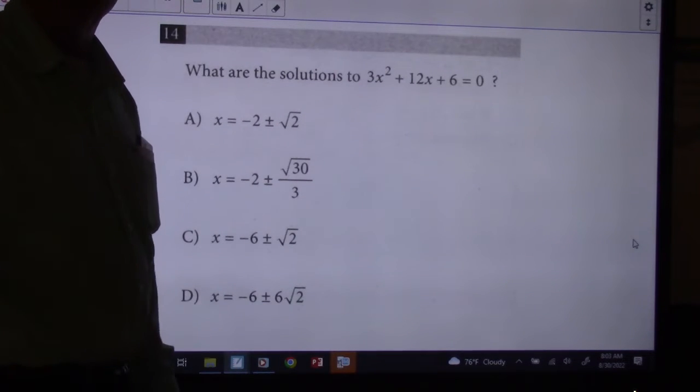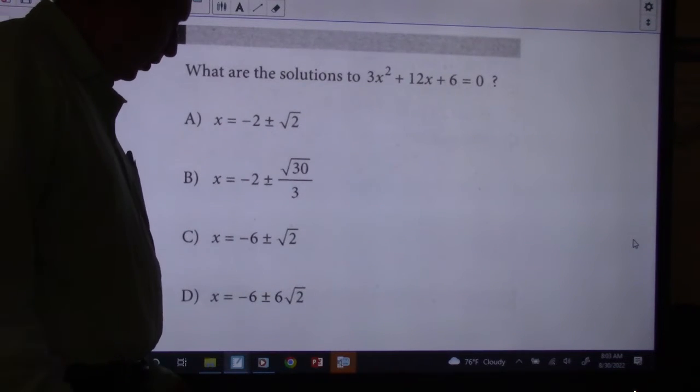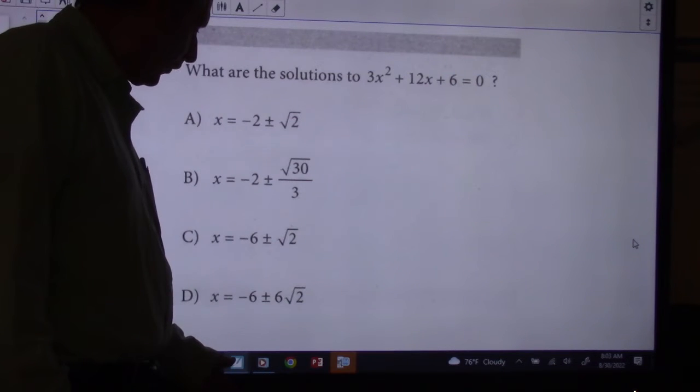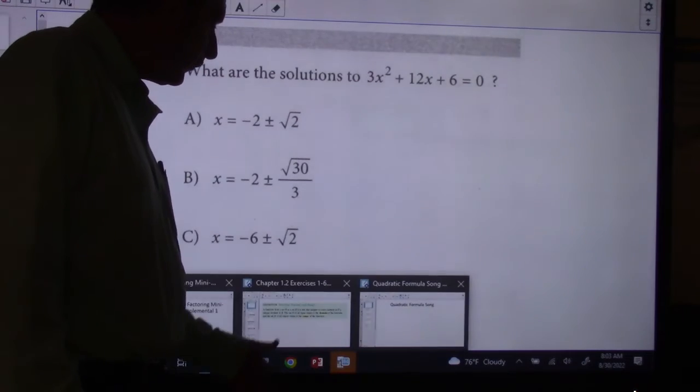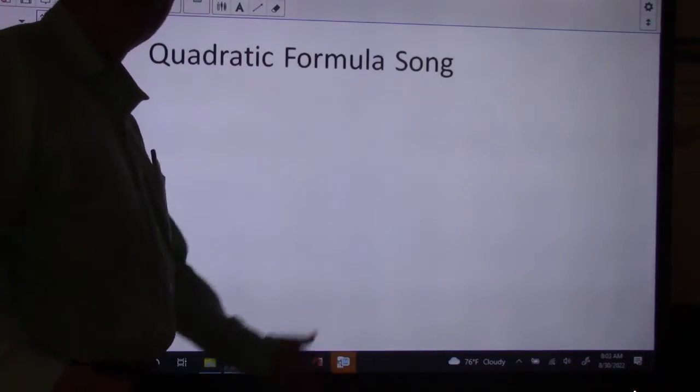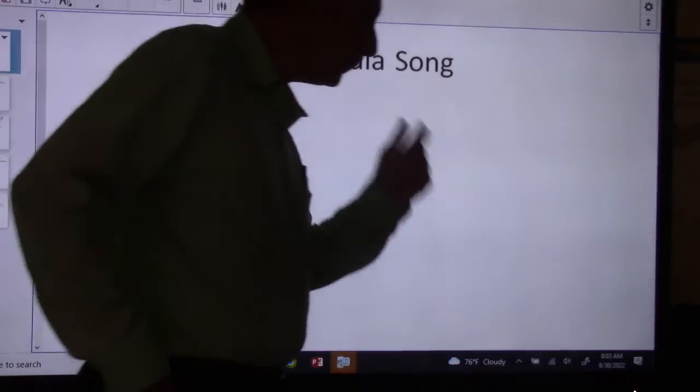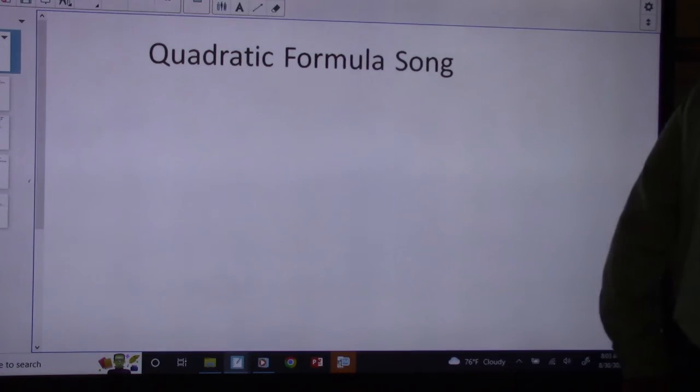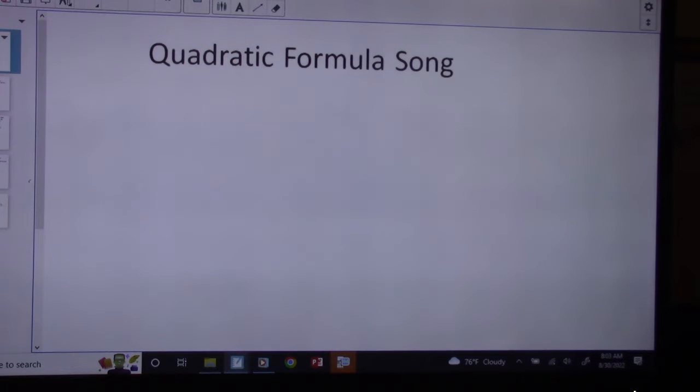Oh, for sure. I'm gonna give you a paper assignment later on here. But what it is, there's a song for that. Did you know that? The quadratic formula song. So what I have here is part of what's today.